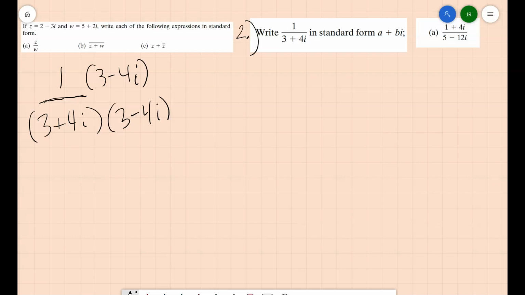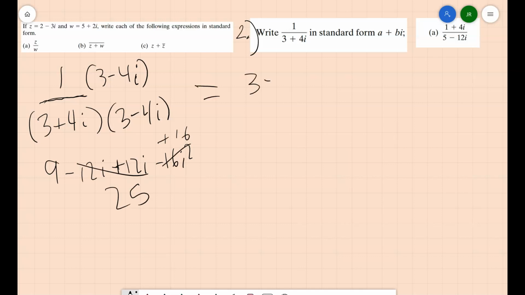So what do we get on bottom here? We get 9 minus 12i plus 12i minus 16i squared. We kind of already did this, right? So that gives me plus 16. Those two cancel out, so that's 25. On the top, we just get 1 times 3 minus 4i, which is 3 minus 4i on top. And on the bottom, I got 25.